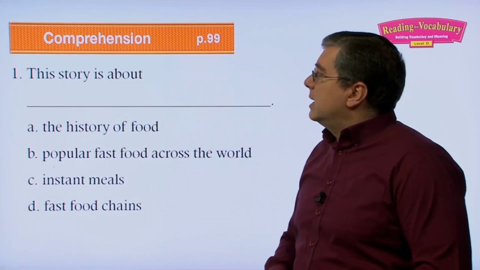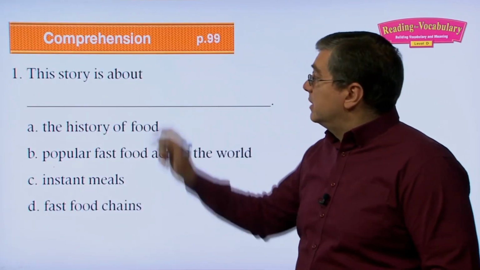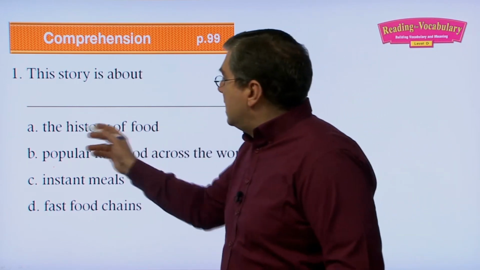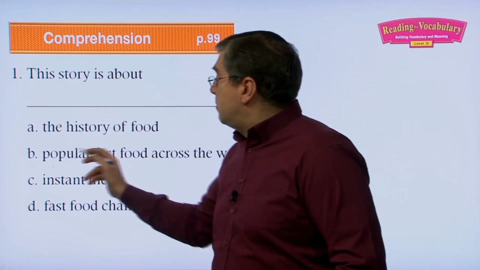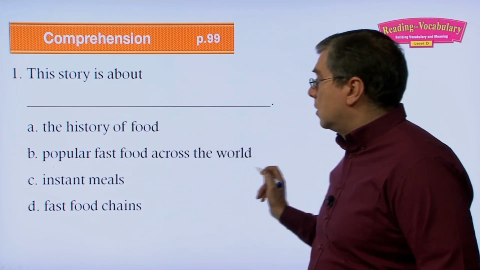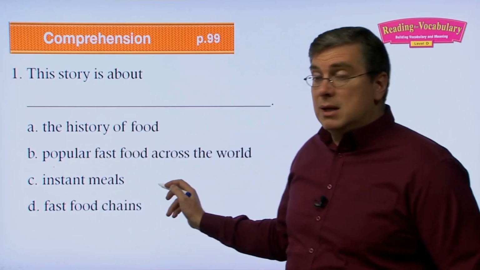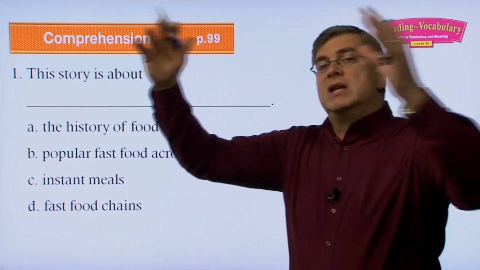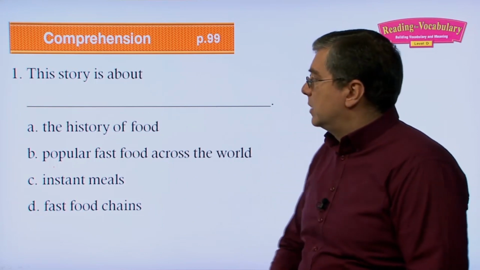Okay, let's go over the reading comprehension. What is this story about? This story is about what? What were we talking about in this story? A, the history of food. B, popular fast food across the world. C, instant meals. D, fast food chains. What was the overall topic of this reading passage?